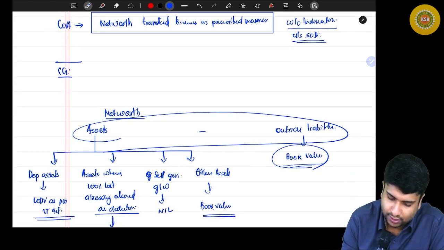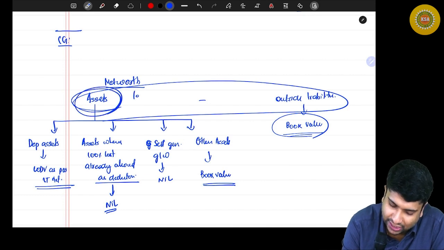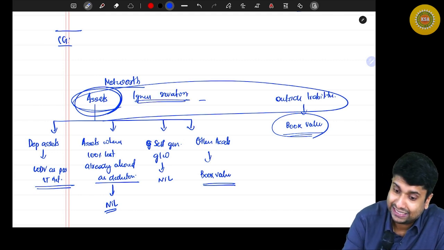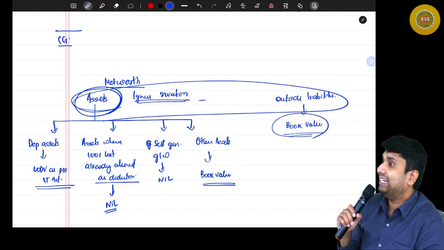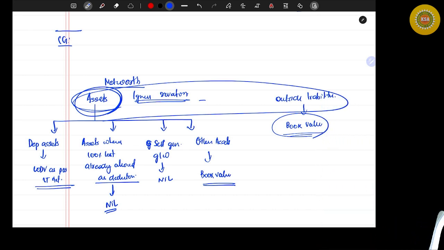Now the next one, while computing the value of assets, you have to ignore the effect of revaluation. What do you mean by ignore the effect of revaluation? Imagine I have a land. Just before my slump sale, I revalued my land and I've inflated the value. Land is not a depreciable asset, so it will come under the other asset category for the purpose of computing net worth. Yes or no? If I inflated the value, can you take that entire inflated value as your asset value? If you take that, your net worth will be higher. Your cost will be higher. Capital gain will be lesser.